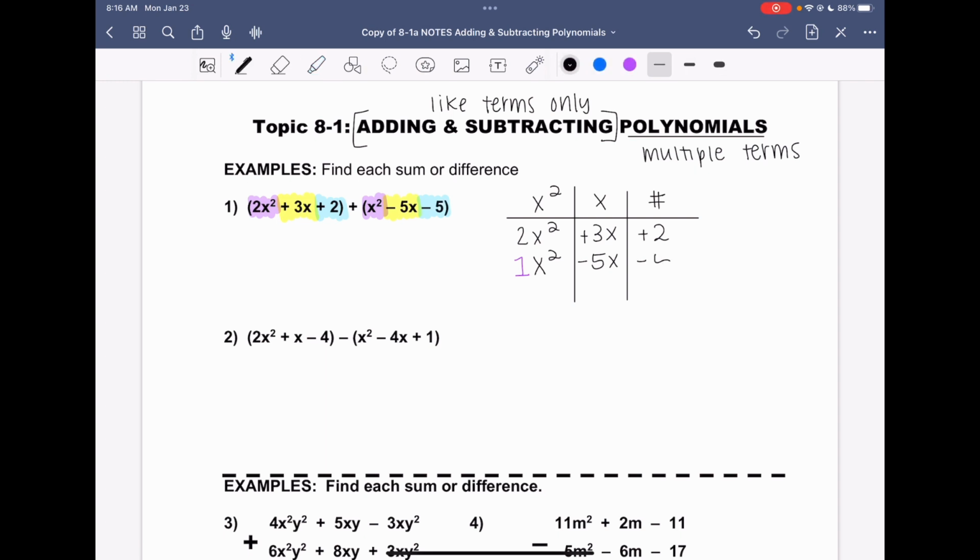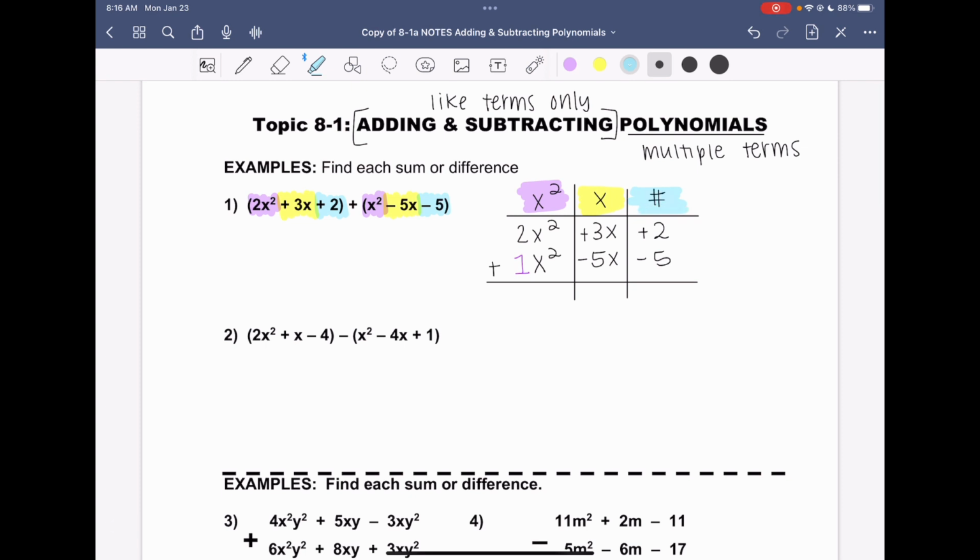So all I did was organize everything to their columns that they are supposed to be in. So we had our x squareds highlighted in purple, our x's highlighted in yellow, and then our numbers highlighted in blue up on the screen. For your notes, it's a little bit different, but it's the same idea. Okay, so then we're going to make sure we pay attention to what they want us to do.